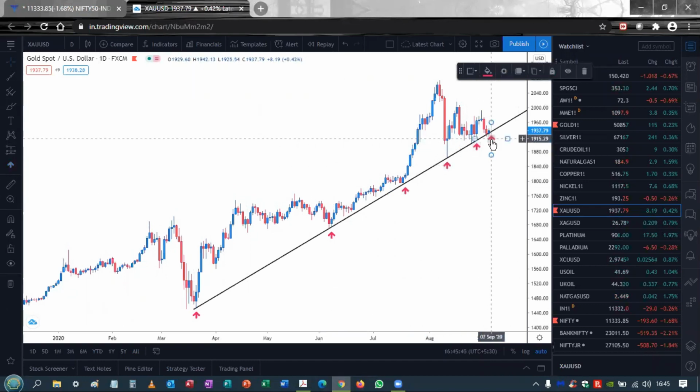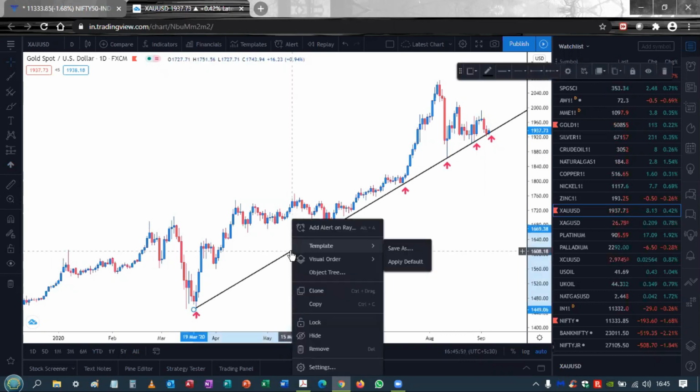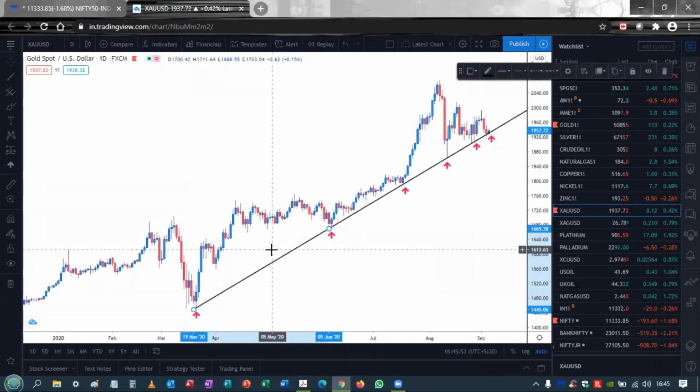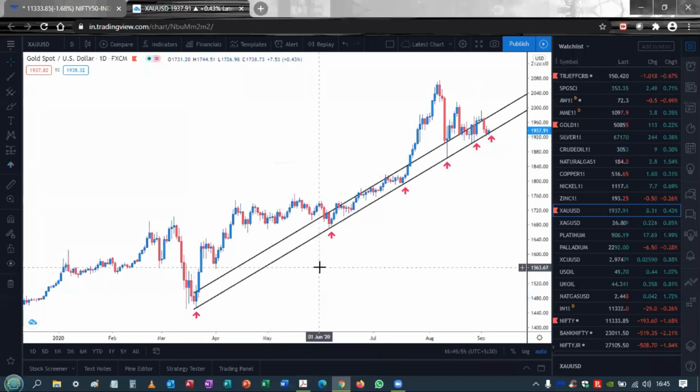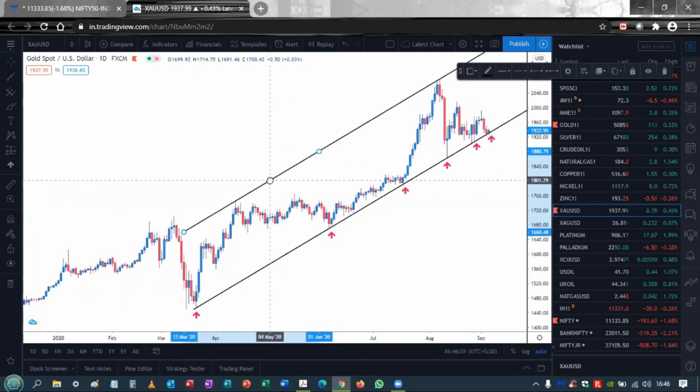Now, once you have drawn an uptrend line, you could also draw a parallel trend line to see where resistance lies. So what I'll do is I'll right click this, click copy, and anywhere on the chart, I'll right click and click paste. And then I'll take this trend line upwards to connect the first swing high, which is this. So as you can see, this is the first swing high.